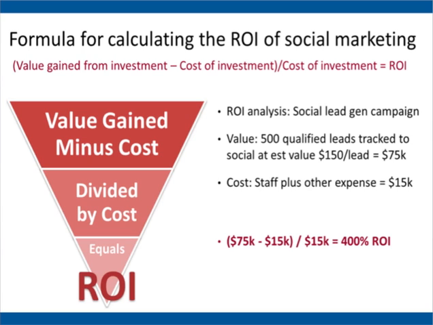Now, what I should say here is this example brings up the idea that a social lead gen campaign would have brought in, and I'm reading on the right here, the value of 500 qualified leads tracked to social, at an estimated value of $150 per lead, is $75,000. The cost plus other expenses is $15,000. Well, if you take the 75,000 minus the 15,000, divided by the 15,000 in cost there, well, that is a 400% ROI.